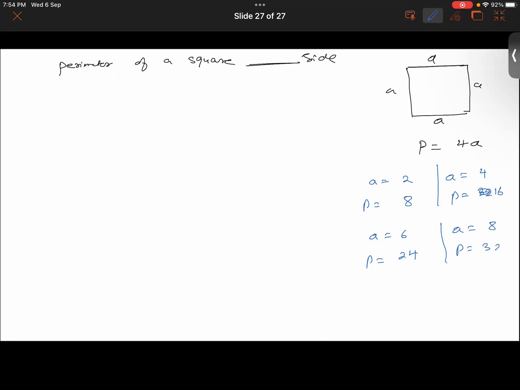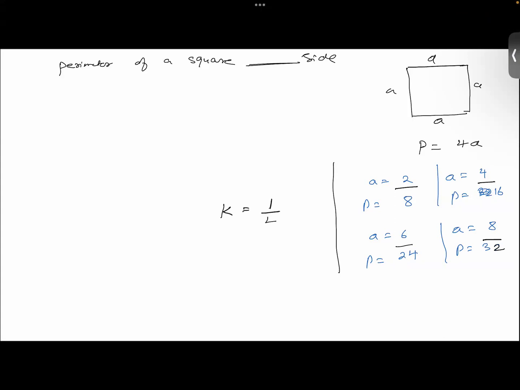So if you see 2 upon 8, 4 upon 16, 6 upon 24, or 8 upon 32, what is common in them? They are all constant. k is 1 upon 4. So if a upon b gives you a constant value, then that simply proves that they are in direct proportion.